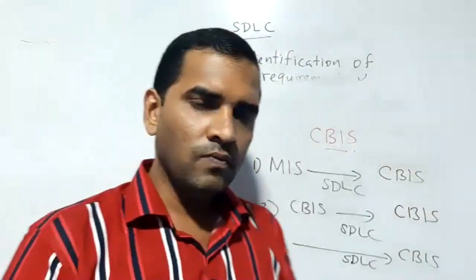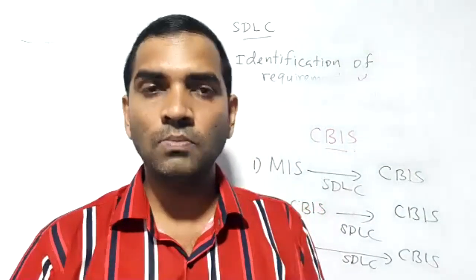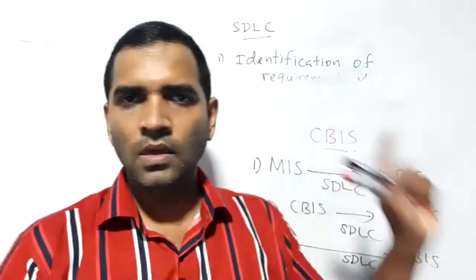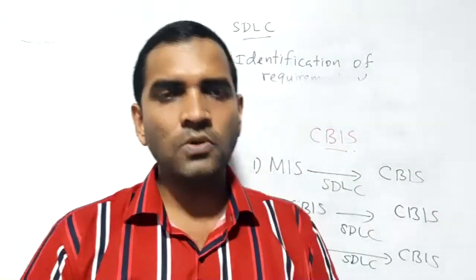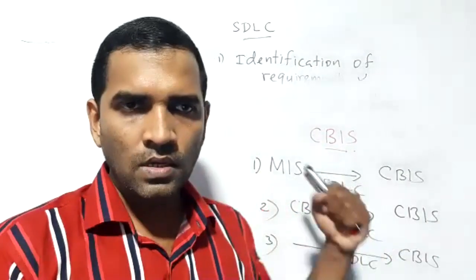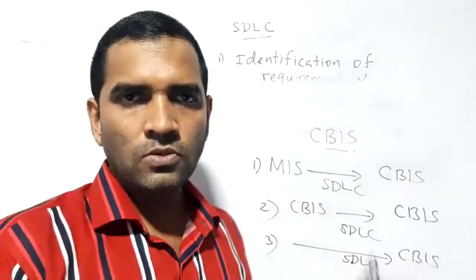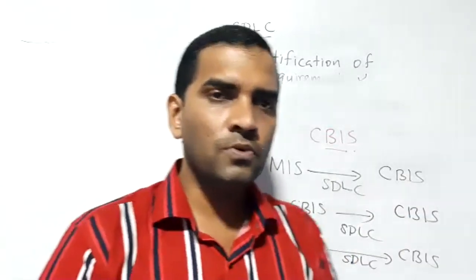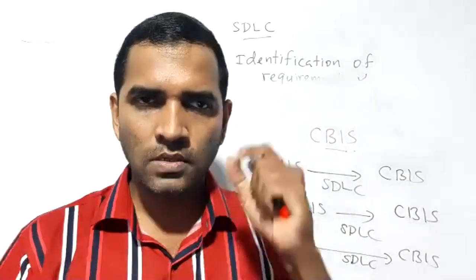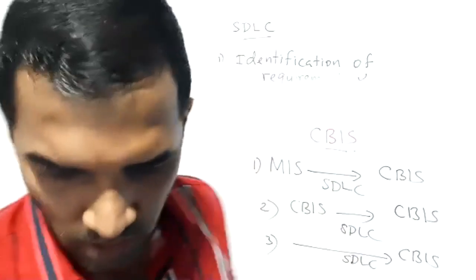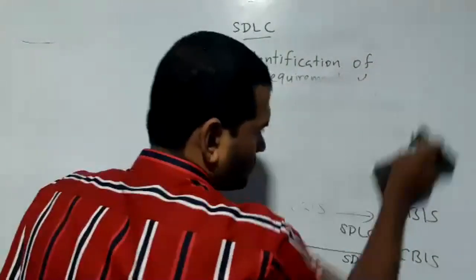So in three different situations, we can use SDLC for developing a computer-based information system. What are they? Converting the manual information system to computer-based, converting a computer-based information system into another computer-based one, and also developing a computer-based information system newly. In all these instances, you need SDLC. So keep them in your mind.